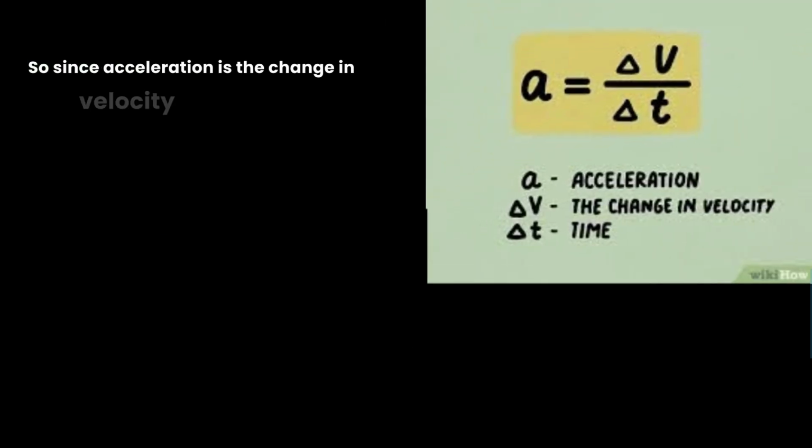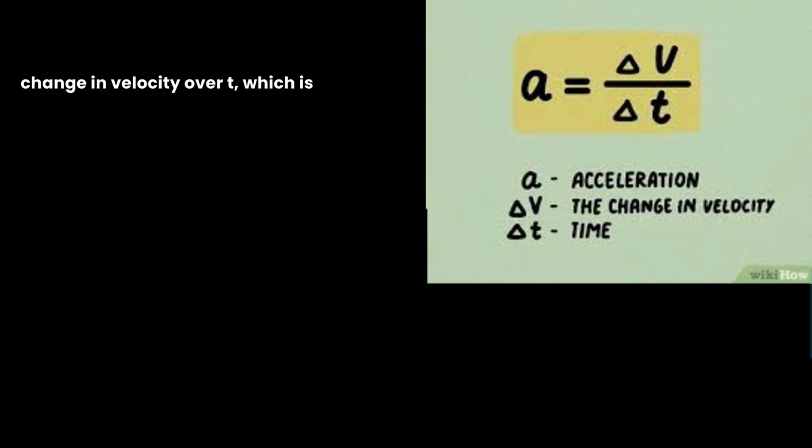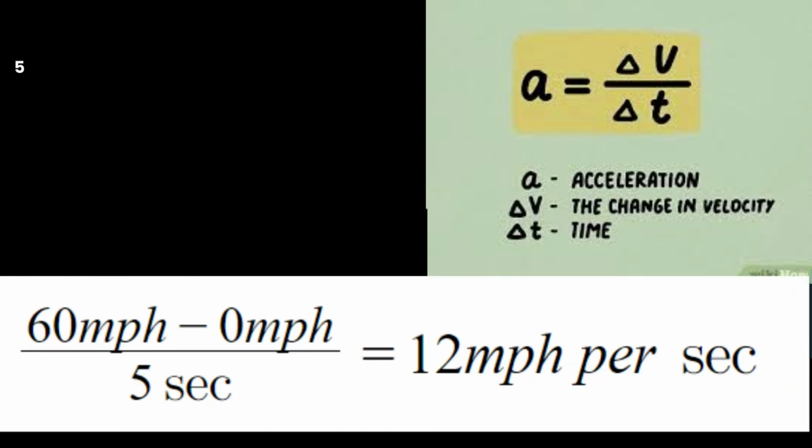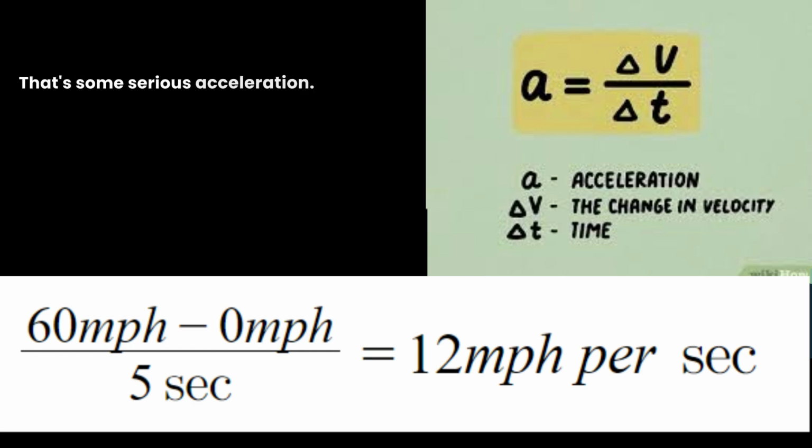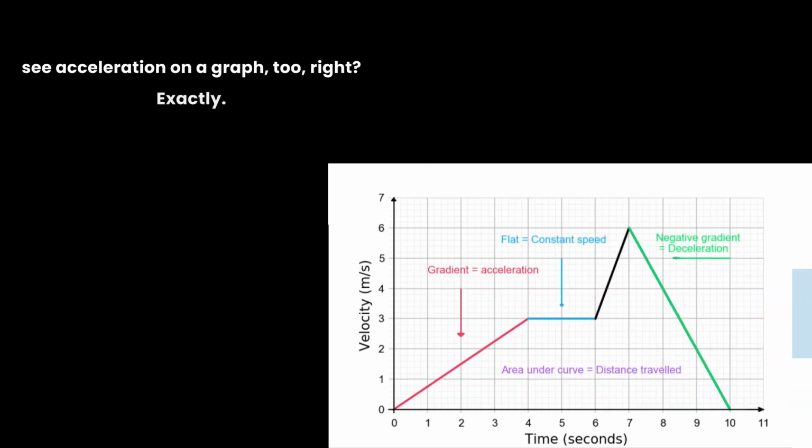Since acceleration is the change in velocity over time, the formula is acceleration equals delta v, which is the change in velocity, over t, which is time. We write that as a equals delta v over t. So if you go from 0 to 60 miles per hour in 5 seconds, you're accelerating at 12 miles per hour each second. Whoa, that's some serious acceleration. Just like with speed, we can see acceleration on a graph too, right? Exactly. We use something called a velocity-time graph.